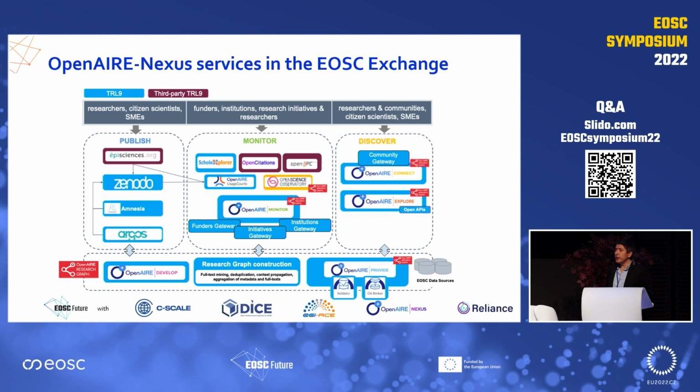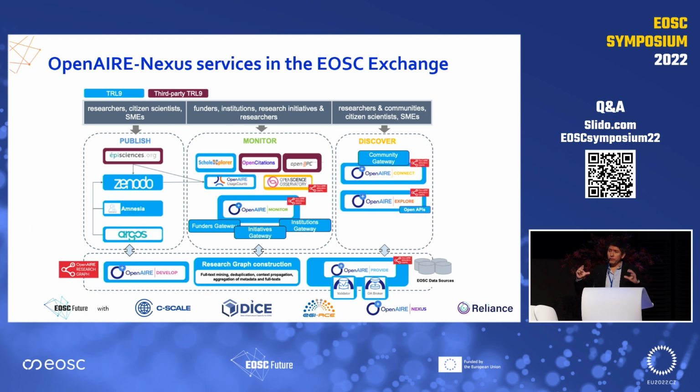OpenAIRE, on the other hand, is bringing a wide range of services for research management and scholarly communication. And you can see this in the EOSC Exchange. They can be categorized in 3 main categories. One is services for publication. So here you see things like Zenodo, the catch-all repository, or Amnesia for data anonymization, or Argos data management plan. Services for monitoring. Here you can see, of course, OpenCitations and the OpenAIRE Monitor dashboard. And services for discovery. So here you have things like the OpenAIRE Explore and OpenAIRE Connect, which allows you to create some kind of scientific gateways for communities. These services, of course, are supporting different types of stakeholders, obviously researchers, but also SMEs, funders, institutions, and others.